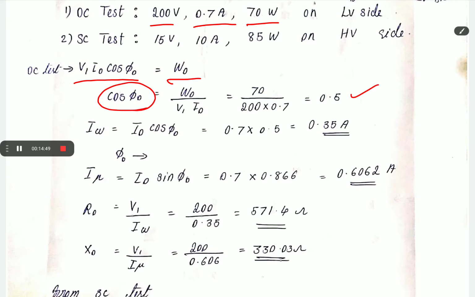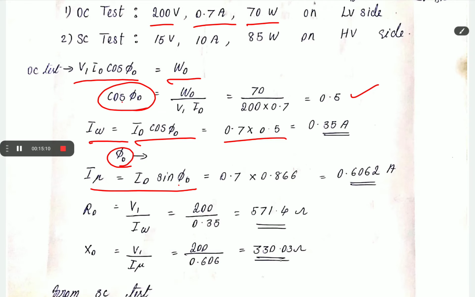Now to get R0 and X0, what do we need to know? The working component of current and the magnetizing component of current. You know these two equations from the circuit, open circuit data; substitute I0 and cos phi 0. From this you can find out phi 0: take cos inverse of 0.5 and you get phi 0. Then you can find out sin phi 0. Substitute in this equation, then you will get the values I w and I mu.